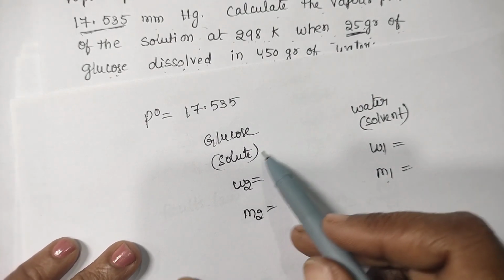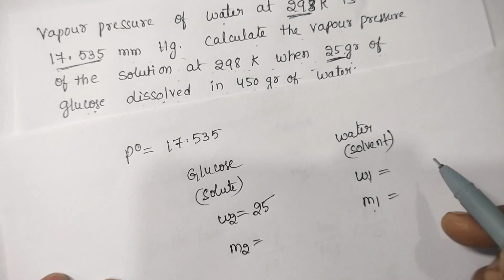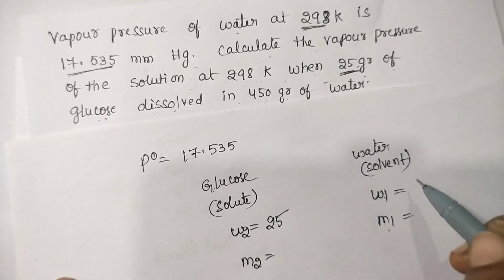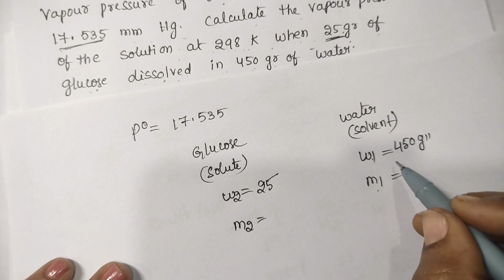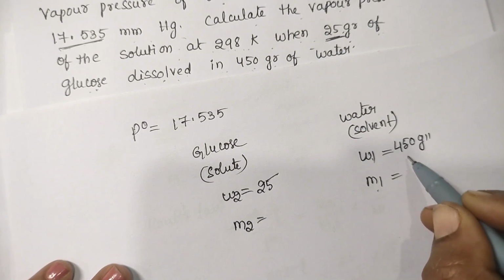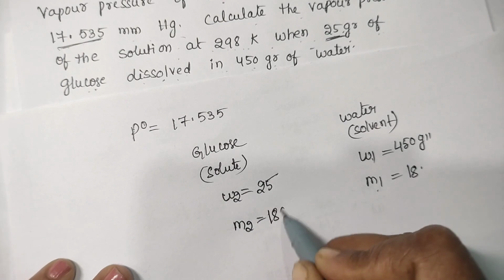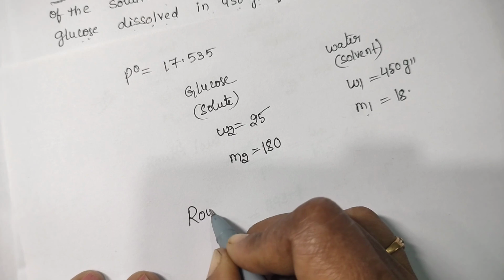Now what is the weight of glucose? 25 grams. What is the weight of water? That is 450 grams. What is the mass of water? H2O, that is 18. What is the mass of glucose? That is 180. Now we can apply Raoult's law.